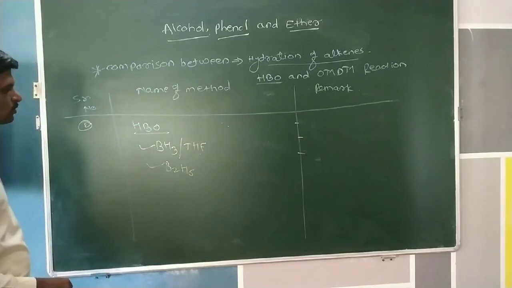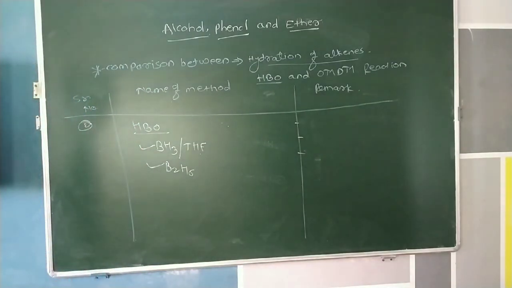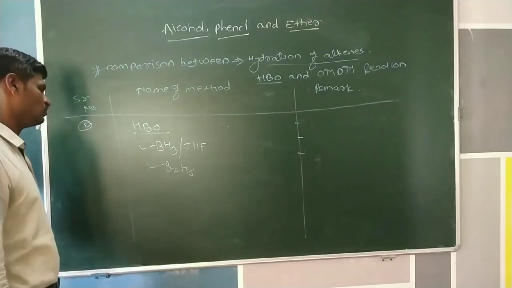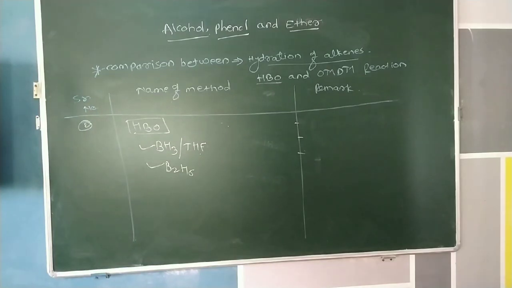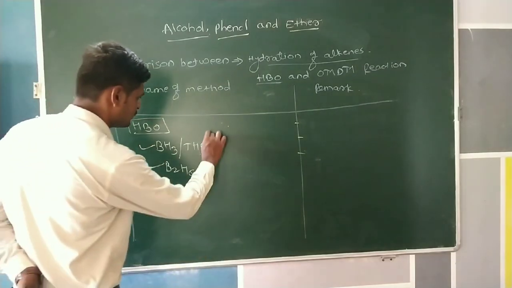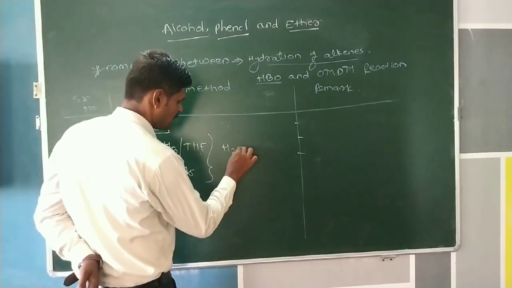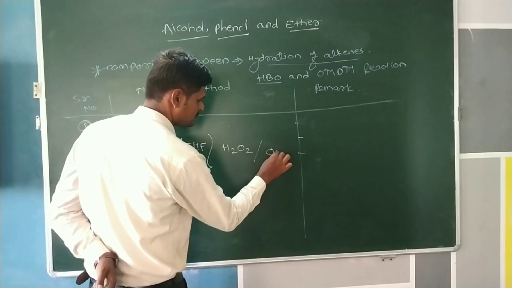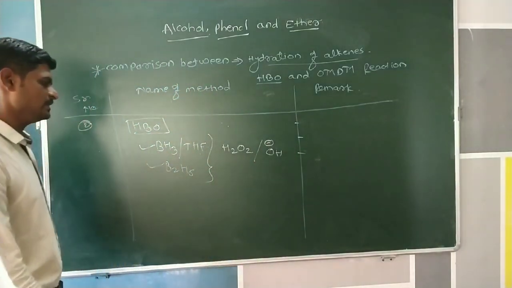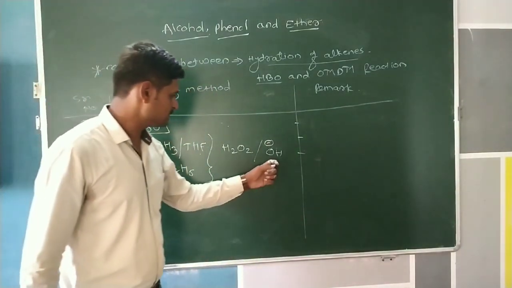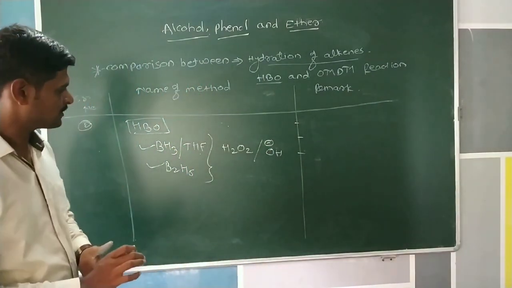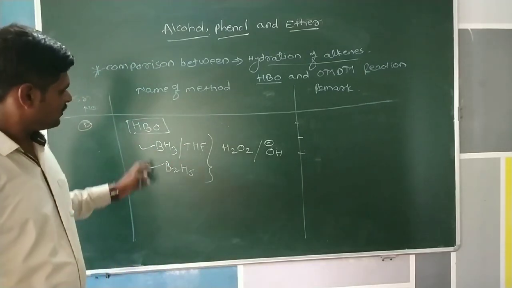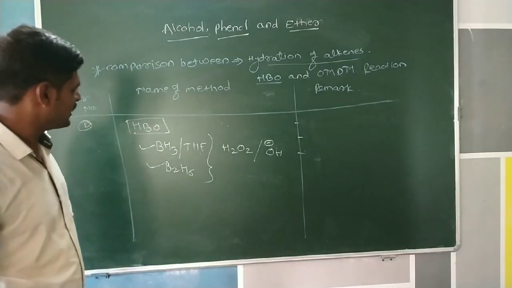Out of these two reagents, we can use one reagent for the preparation of alcohol in the hydroboration reaction. After the hydroboration reaction, we can use a peroxide in presence of a base. Instead of the base we can use dilute NaOH. Then the conclusion of this reaction.